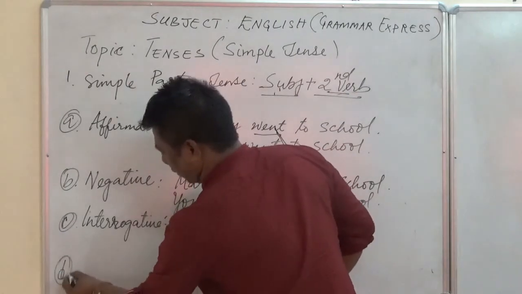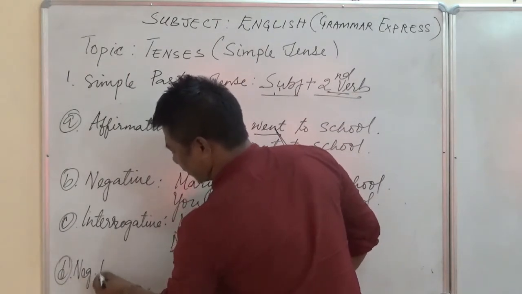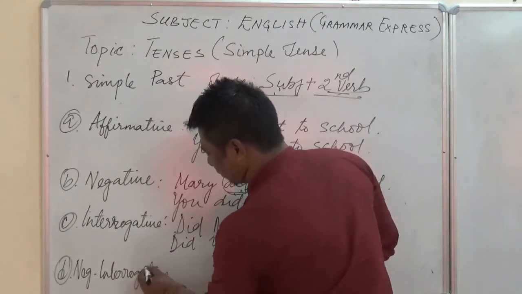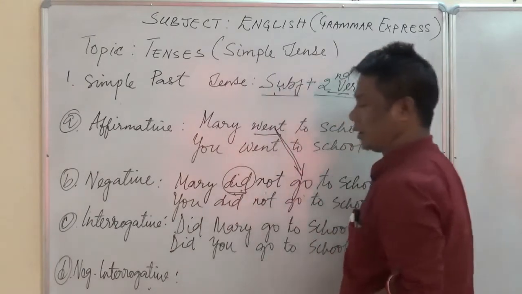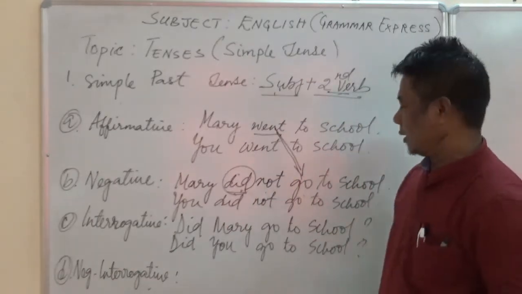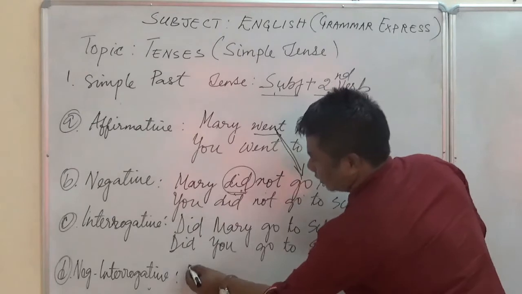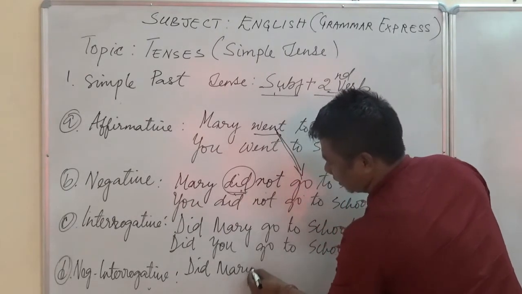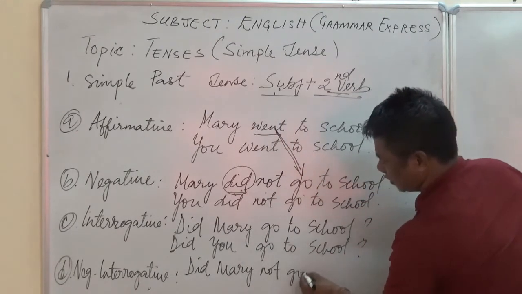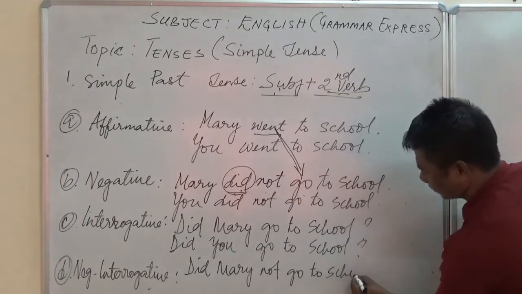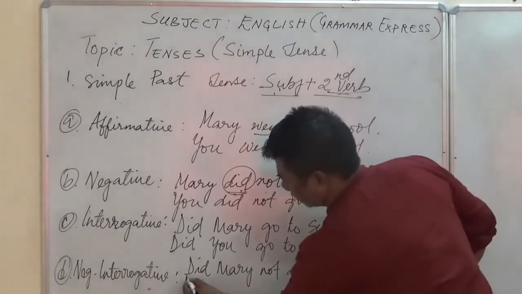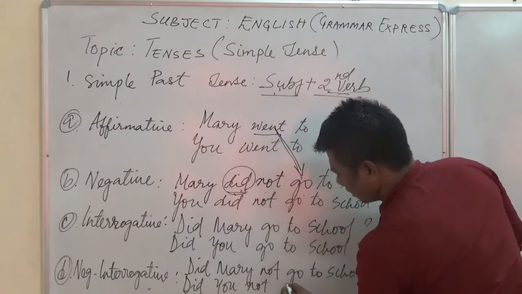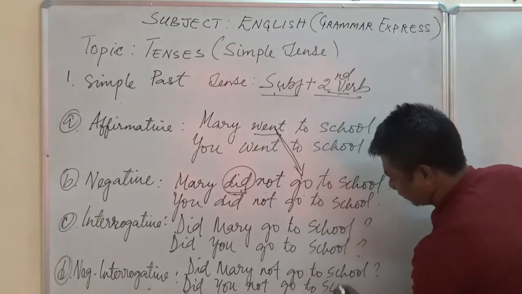And going to the fourth one, that is negative interrogative. So here, did Mary not go to school? Did you not go to school?